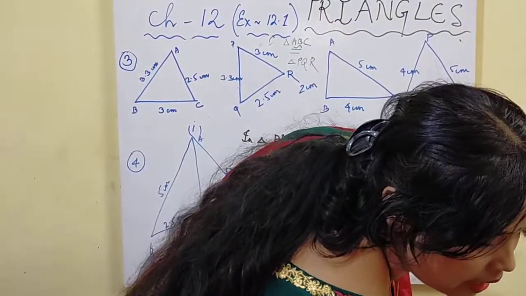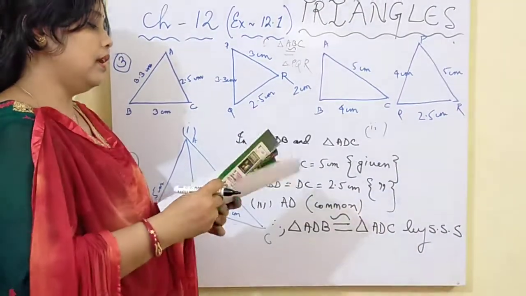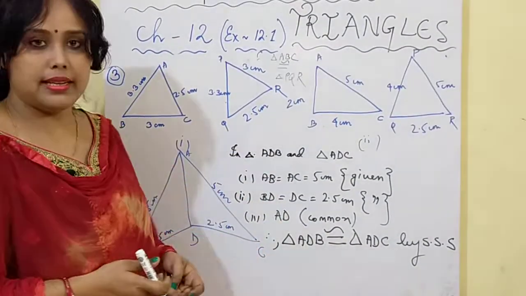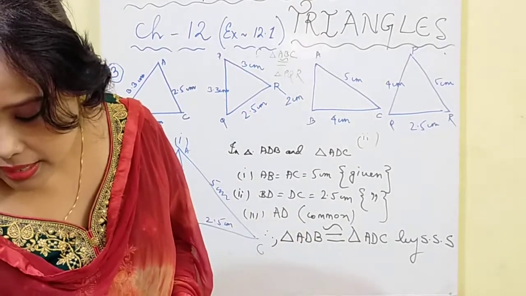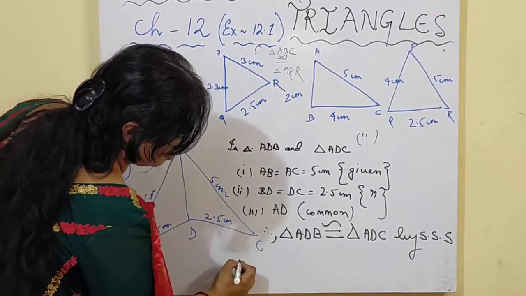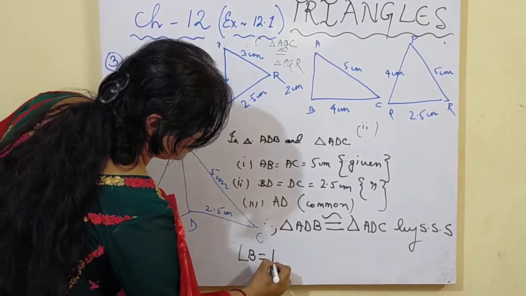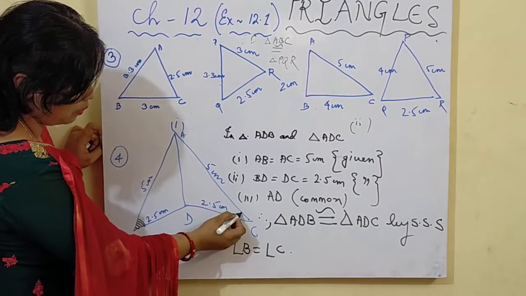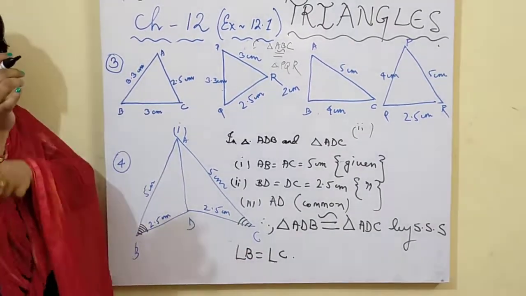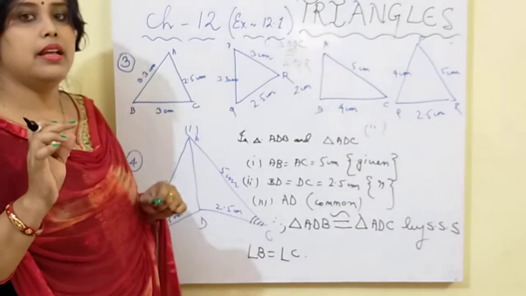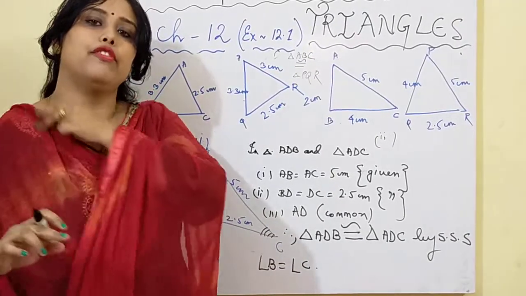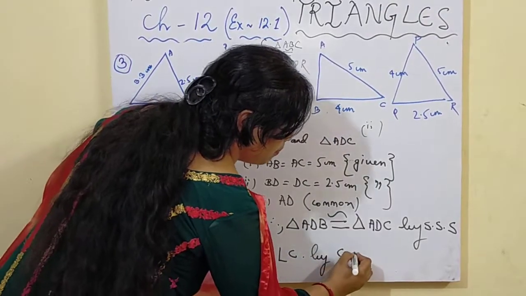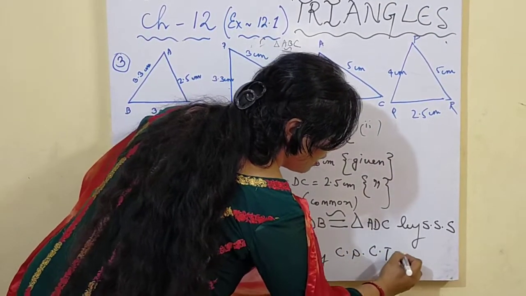Now part 2, is triangle ADB congruent to triangle ADC? Yes, give reason. Side, side, side. Number 3, is angle B equal to angle C? Yes, of course, because angle B is equal to angle C. Reason, you will write CPCT, that means corresponding parts of congruent triangles.